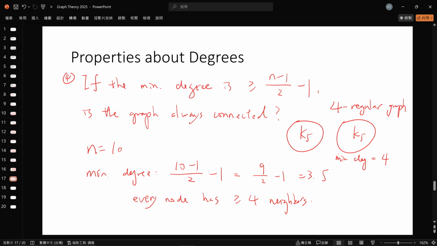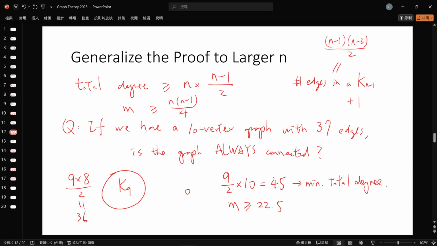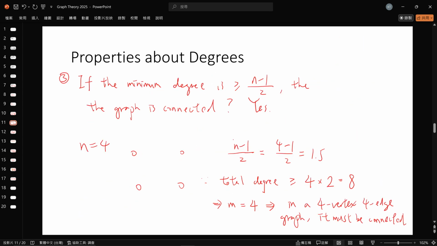So this means we cannot lower this threshold anymore. The previous threshold, this one, is really the smallest possible. You cannot find a smaller value for the minimum degree and still guarantee the connectivity of the graph.